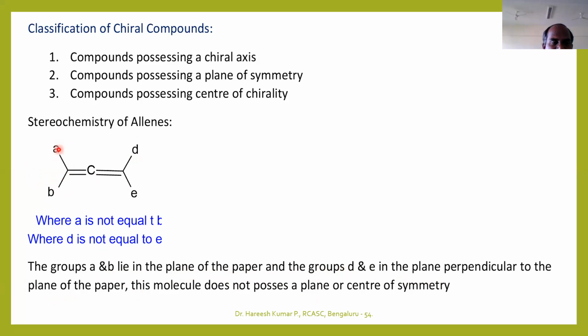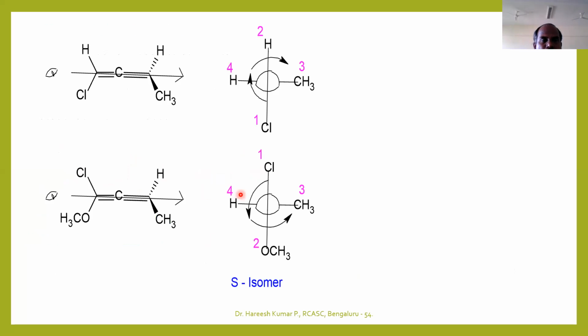So overall, two groups will be on the same plane, and another two groups will be in a different plane. In other words, horizontal and then vertical. Okay, so that's what you need to remember. Then with this, I will go to the examples. I will take an example of how you can assign R and S configuration to the allenes. That I will explain now.